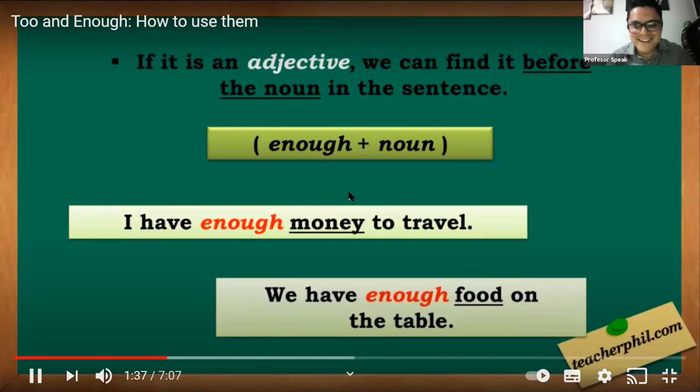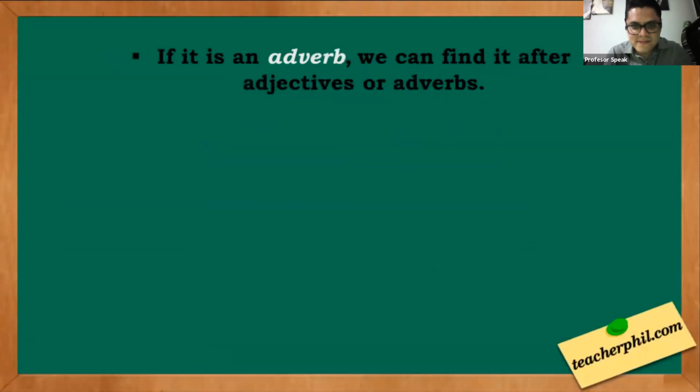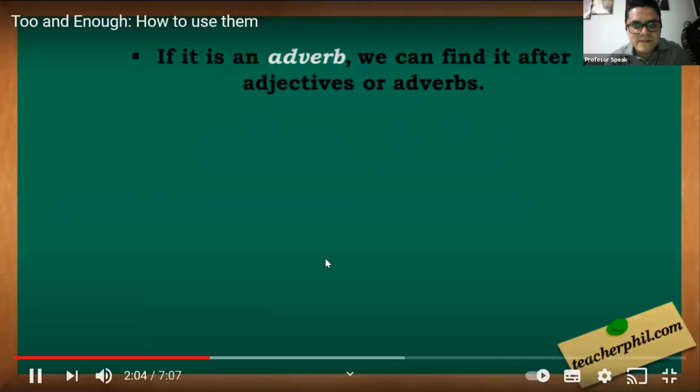We have enough food on the table. In these sentences, our nouns are money and food. Notice that enough comes before the nouns. Therefore, enough here is an adjective. It modifies the nouns money and food. If it is an adverb, we can find it after the adjectives or adverbs.